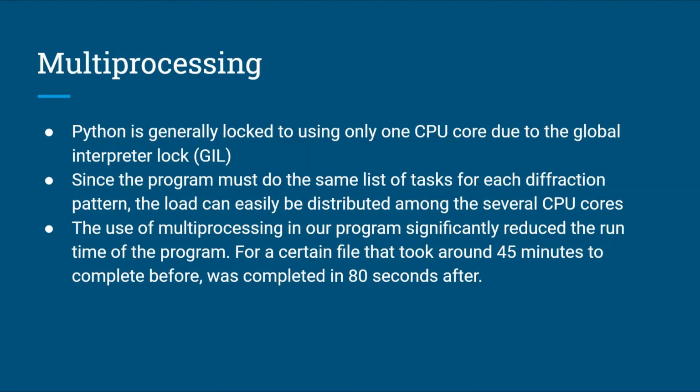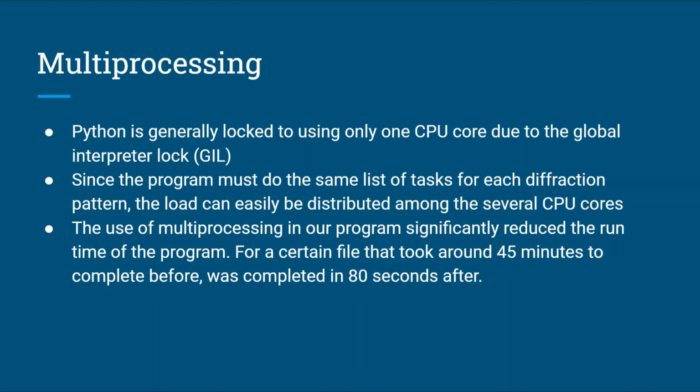With the base program completed, we moved to optimization. One of the biggest issues we ran into was the program's runtime. We solved this problem by using multiprocessing. Python generally is locked to using only one CPU core due to the global interpreter lock.